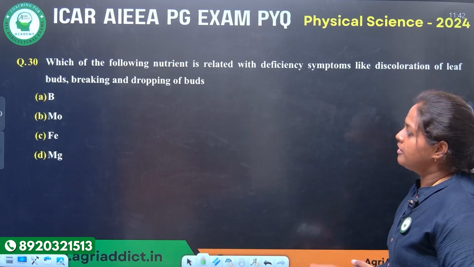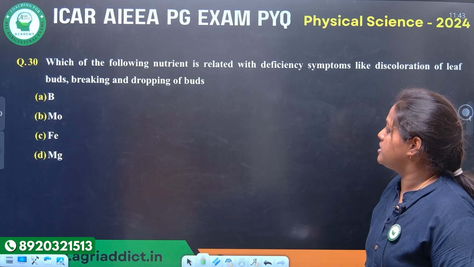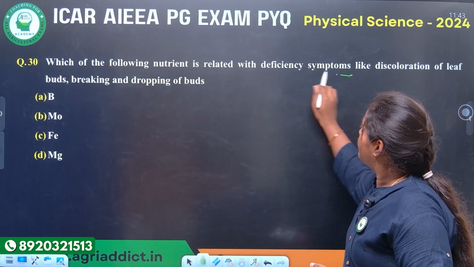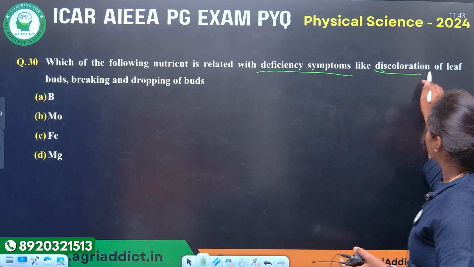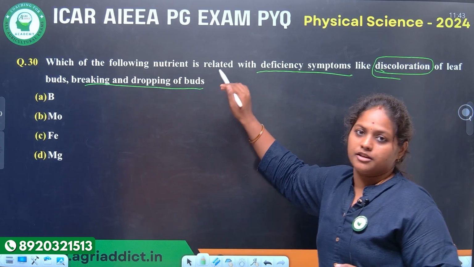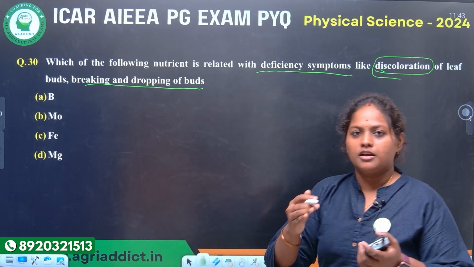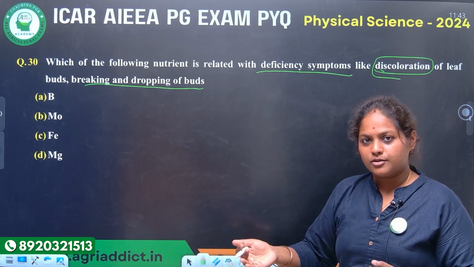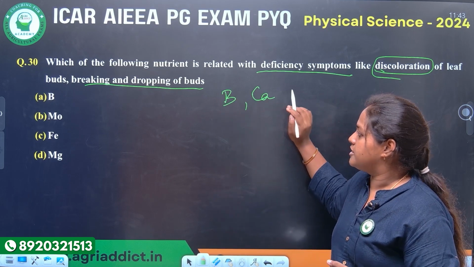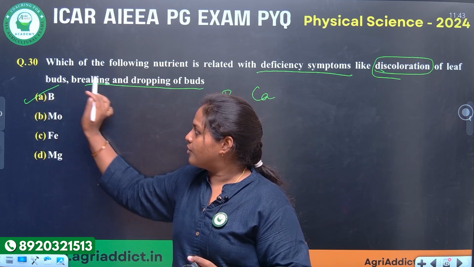Question number 30. Again another question from mineral nutrition. Deficiency symptoms. Which of the following nutrients is related with deficiency symptoms like discoloration of leaf bud, breaking and dropping of buds? When there is any symptom related to breaking and dropping, breaking of fruits, or cracks in fruits, you can blindly go with two elements, that is boron and calcium. Here calcium is not in the options, so we will go with boron.